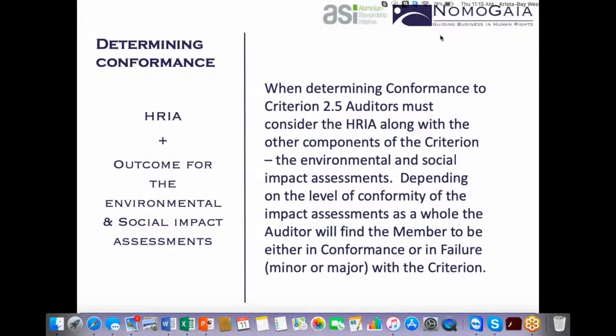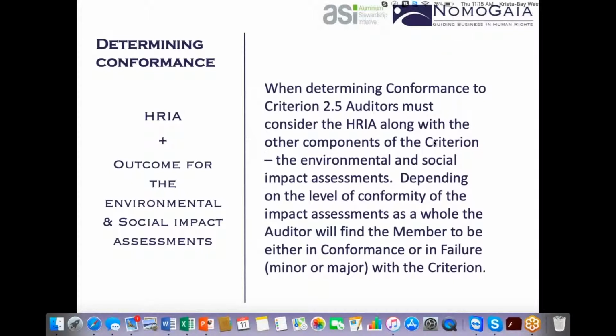I'll just jump in for a couple of minutes. Those of you auditors who are on the line maybe picked up that we're talking about failures versus non-conformances. And the reason for that is that criterion 2.5 deals with 3 different impact assessments in the one criterion. So we have the HRIA, but we also have an environmental impact assessment and a social impact assessment. So what we're going to go through in the next few slides here is how we take this finding of determination specific just to the HRIA and come up with a finding for the entire criterion.